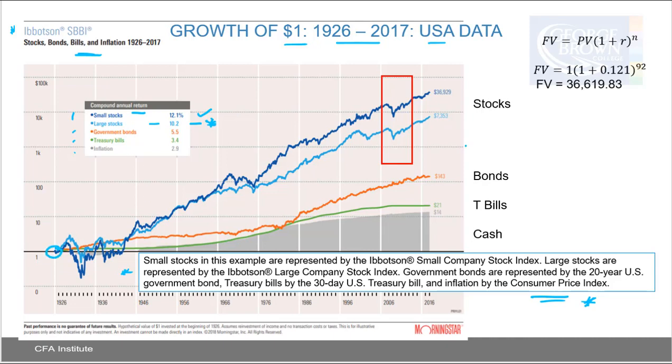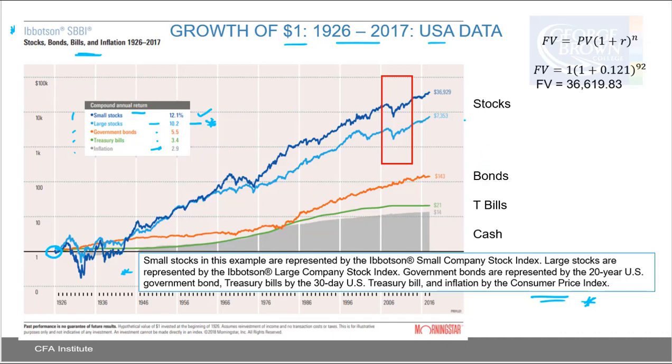So what this is showing is that if you started with $1 in 1926 and the money is continually reinvested, how much would you have at the end of 2017? And so it's showing the different growth rates. Inflation on average was 2.9%. Treasury bills gave an annual compounded return of 3.4%, and government bonds 5.5%, okay?